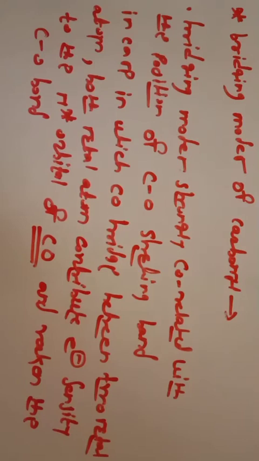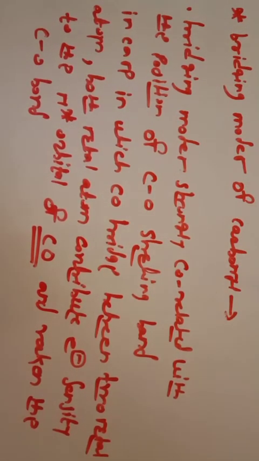So these are the two important points. That is, bridging mode is strongly correlated with the position of the carbonyl stretching band, or the carbonyl stretching frequency. In the case in which carbonyl bridges between two metal atoms, both metal atoms contribute electron density, that is, both metal atoms are involved in back bonding, the donation of electrons from the metal d orbital to the pi star orbital of carbonyl, and it results in the weakening of the carbon oxygen bond, and the carbonyl stretching frequency also decreases.